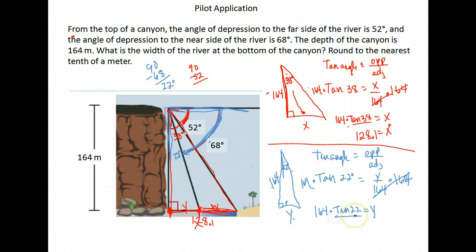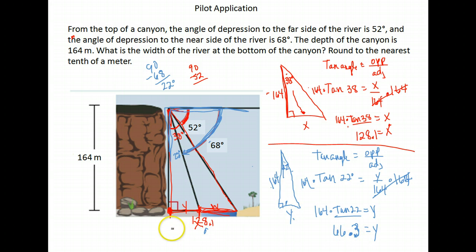Take out your calculator, find tangent 22 first. You should get about 0.4, then leave it in your calculator, and multiply by 164. The less rounding we do, the closer we'll be to the correct answer. So we get 66.26. We're going to want it to the nearest tenth. 26 would round to 3. 66.3 is our distance for y.